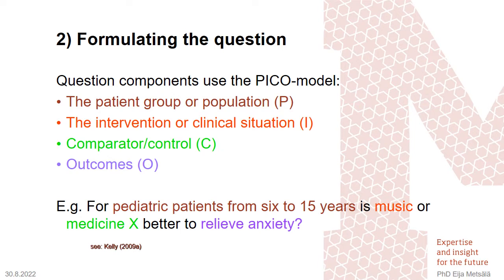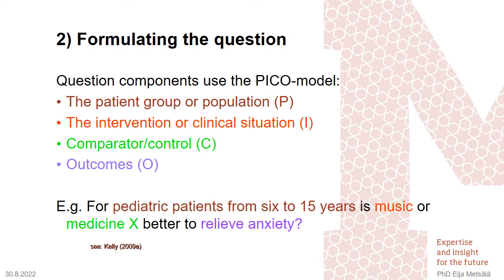I think the very first acronym model to define systematic search questions was PICO, the acronym coming out of P meaning patient group or population, I meaning intervention or clinical situation, C control or comparison group, and outcome O.